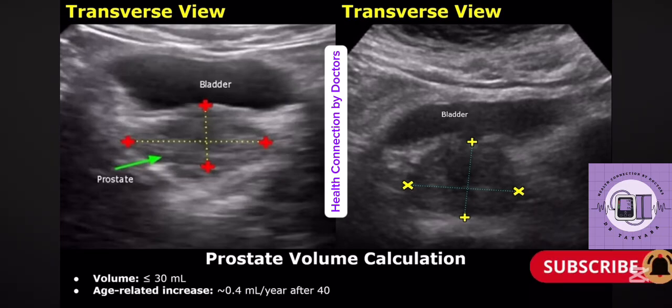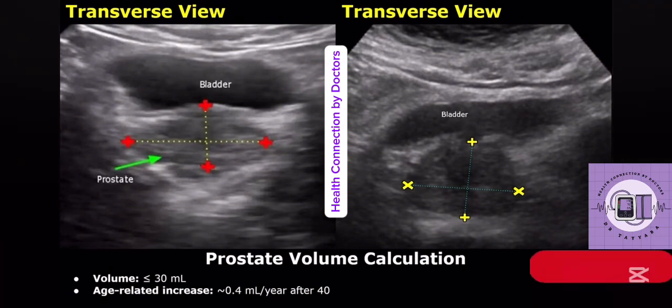The volume we got in our example was 32.8, so it is above the normal range and indicates mild prostate enlargement.